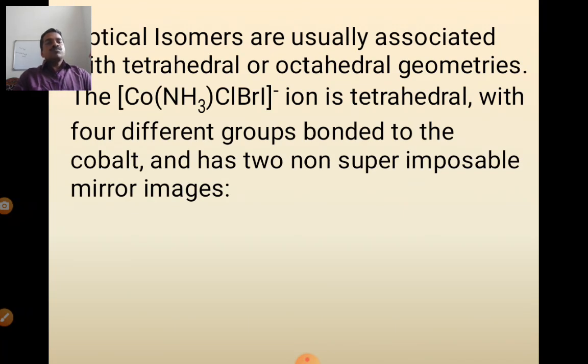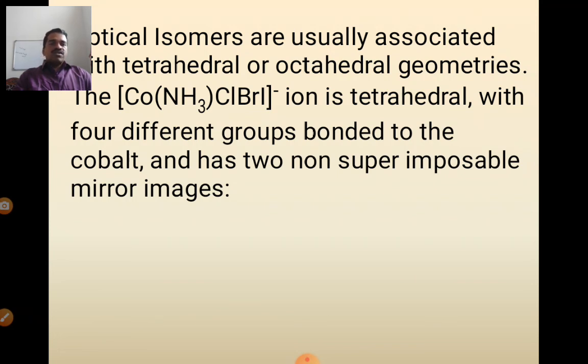These optical isomers are found in tetrahedral or octahedral geometries, whereas square planar complexes do not exhibit optical activity because they are planar. They have some elements of symmetry like a plane of symmetry, an axis of symmetry, etc. So optical isomerism in square planar complexes is not possible. Only tetrahedral and octahedral complexes can exhibit optical isomerism.